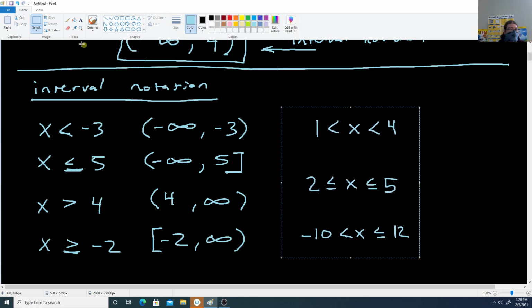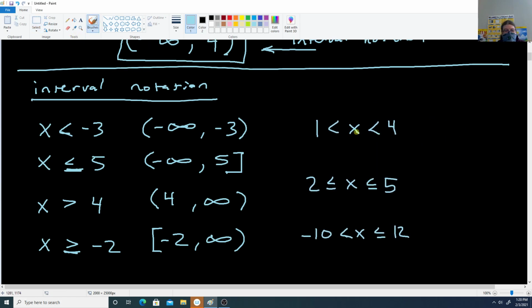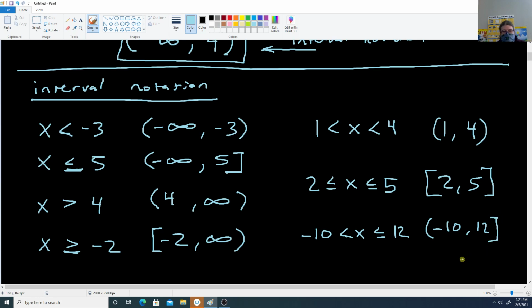of block of examples. Then for the next ones here, x is between 1 and 4. It's not okay to equal 1. It's not okay to equal 4, so we use open brackets on either side. For this one, x is between 2 and 5. It's okay to equal 2, so 2 gets a square bracket. It's okay to equal 5, so 5 also gets a square bracket. On this final one, x is between negative 10 and 12. It's not okay to equal negative 10. It is okay to equal 12. And we get our expression looking like that.